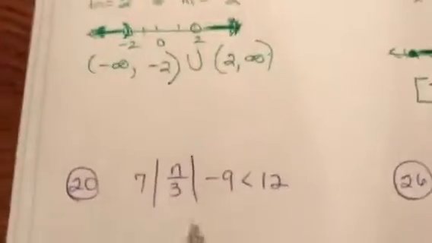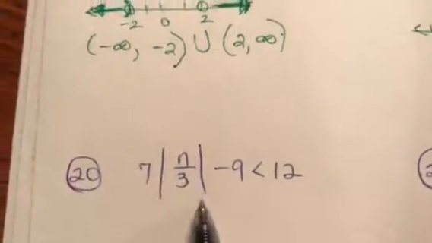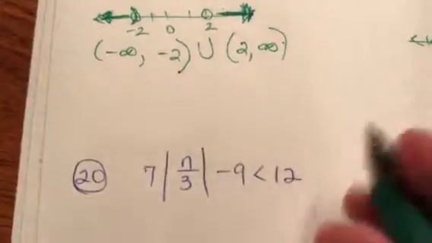Okay. Try this one. Remember, get your absolute value bars by itself. So I'm going to add 9 to both sides.